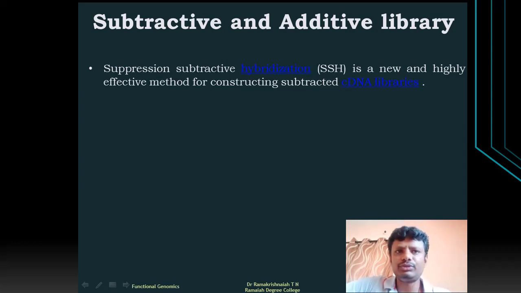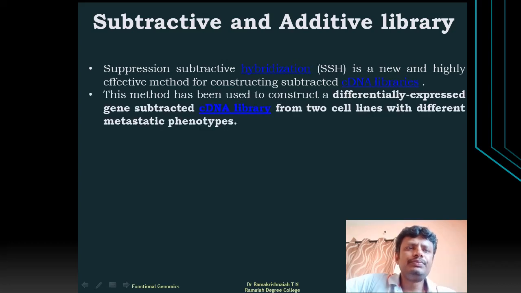Is it clear? Okay, so have a detailed analysis of it, and I have given the notes on that. You can go through that, and you can also study any other book. This is one of the new methodologies, which is highly effective for constructing cDNA libraries because it gives more specificity. Is it clear?